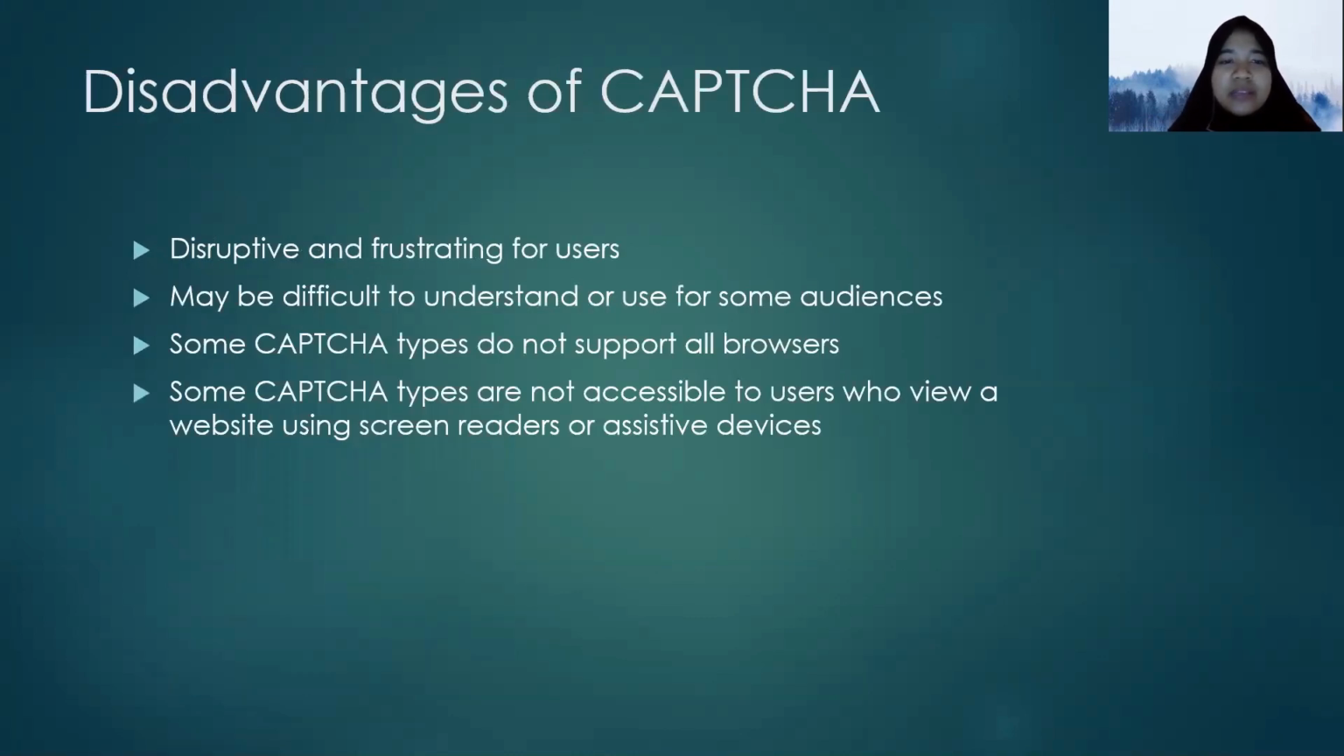The disadvantages of CAPTCHA. The first disadvantage of CAPTCHAs is that they are disruptive and frustrating for users. They may be difficult to understand or use for some audiences. Some CAPTCHA types do not support our browser, and some CAPTCHA types are not accessible to users who view a website using screen readers or assistive devices.